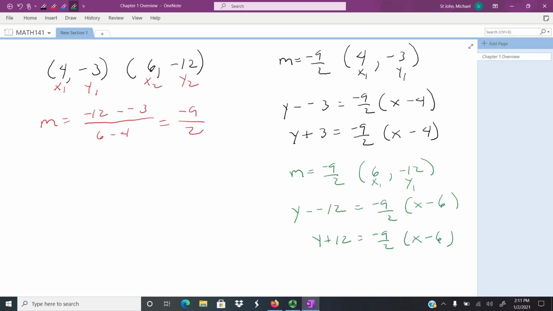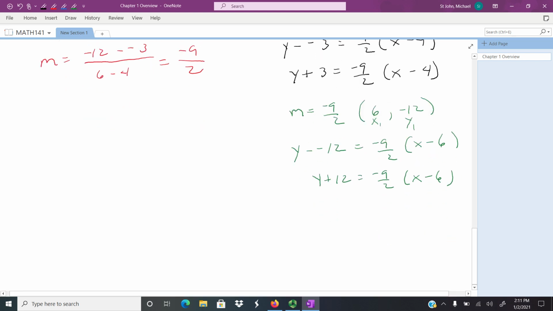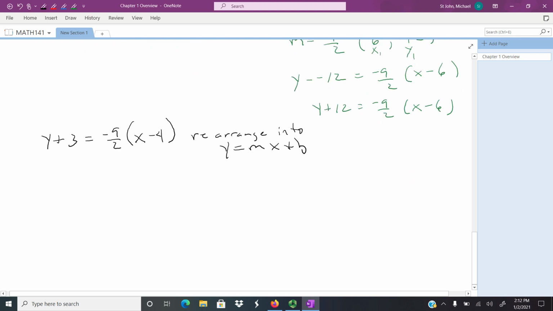How do I get it into the slope-intercept form? Well, let's do that with the one we just did. What I'm going to do is take the y plus 3 equals minus 9/2 times x minus 4 and rearrange into y equals mx plus b. What that means is I'm going to take the equation I have and solve it for y.